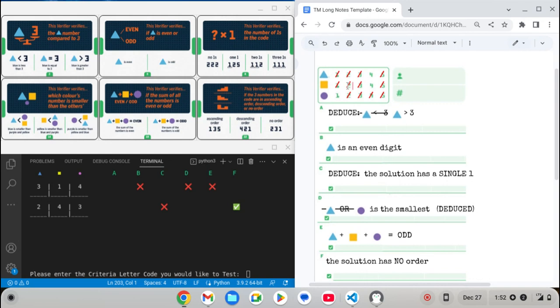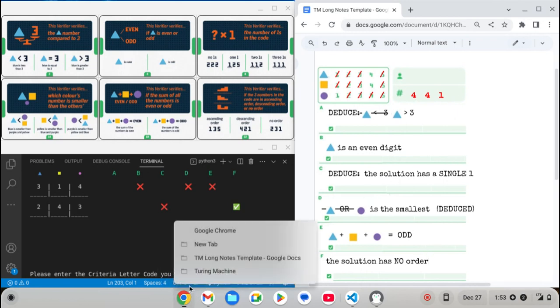Square must be the 4. Okay, so let's kind of review very quickly. So we're saying that the solution should be 4-4-1. And let's review. So yes, the first digit is greater than 3. It is even. We deduced that the solution should have a single 1. And that would mean that circle, again, we deduce that it's the smallest. It is. The sum is odd. Yeah, the sum total is 9. And that has no order. Okay, well, let's go verify.